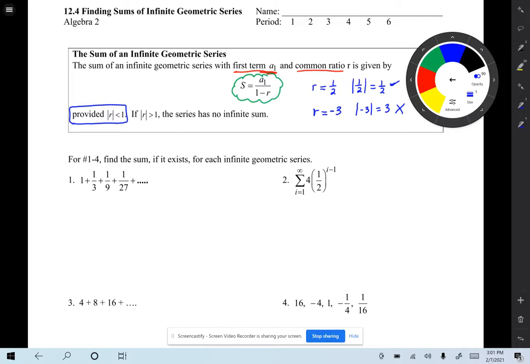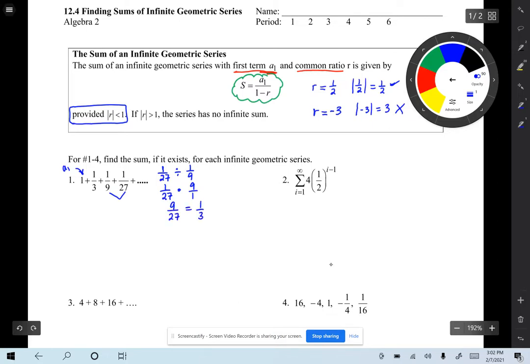So in examples 1 through 4, we are going to find the sum only if it exists for each infinite geometric series. So we have to identify the first term and we have to identify the common ratio. Well, the first term is easily identifiable in number 1 because 1 is your first term. And your common ratio, remember, is 1 over 27. Take the last term and divide it by 1 over 9. When you're dividing, remember, you're multiplying by the reciprocal of the second fraction. So that's 9 over 27, which is 1/3.